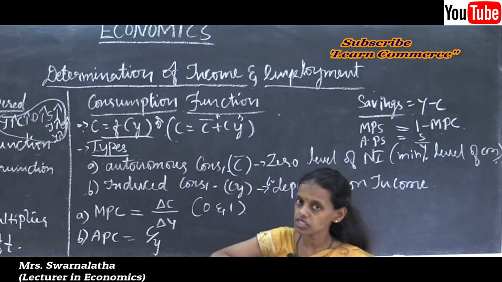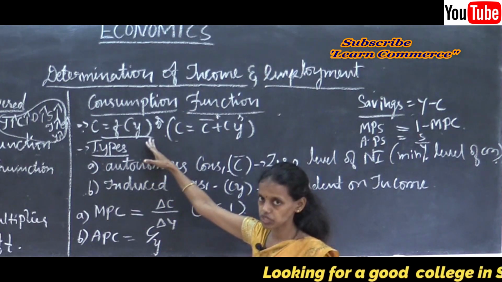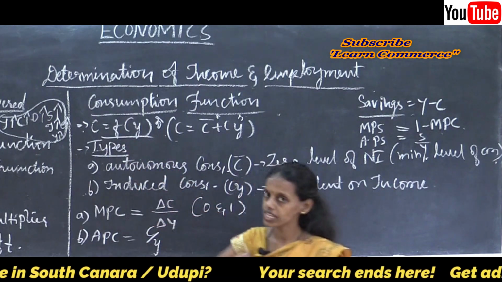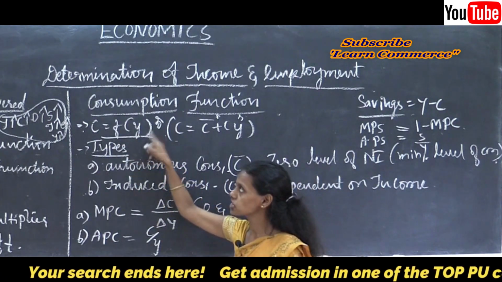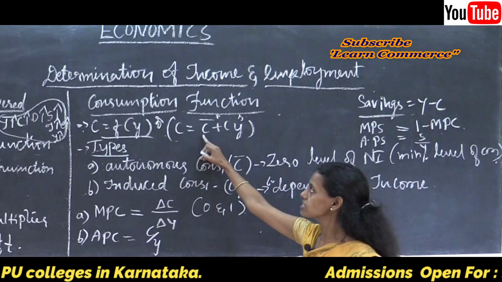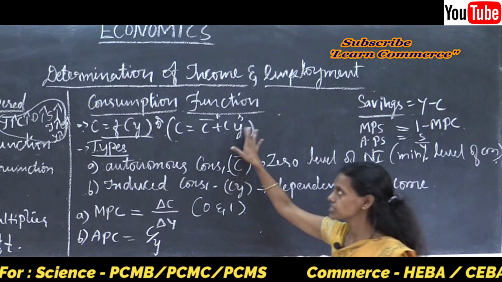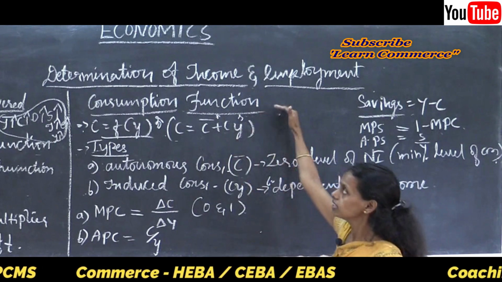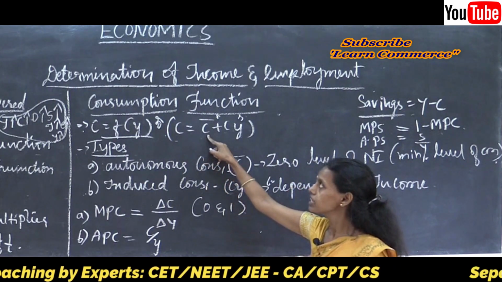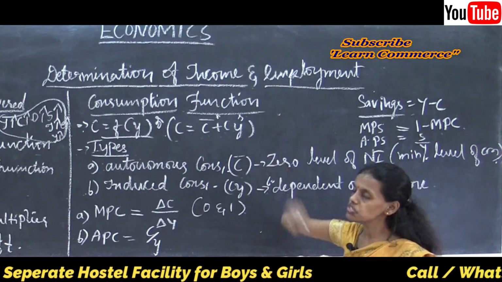Consumption is a functional relationship with the income of an individual. How much money we have, that much we are going to buy goods and services. Thus consumption is a function of income in general. In particular, C is equal to C bar plus Cy. This equation also denotes the consumption function. Here consumption is a function of C bar, meaning autonomous consumption, plus Cy, meaning induced consumption.